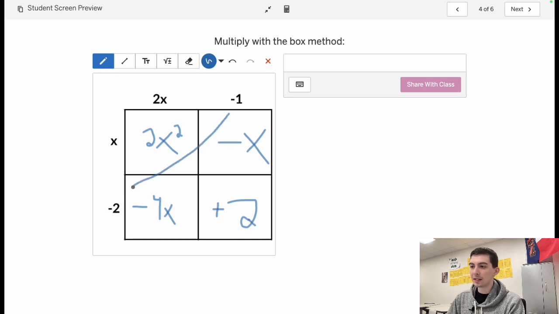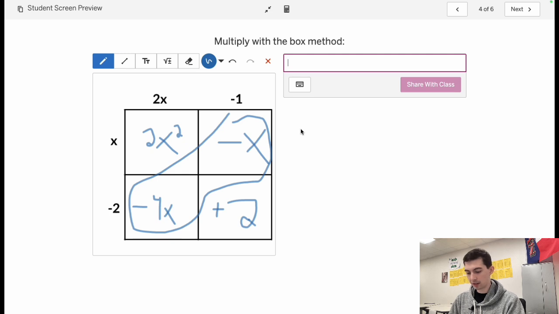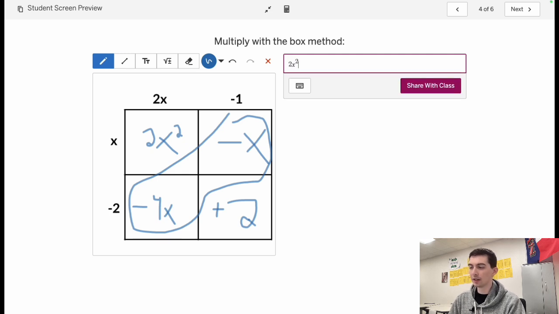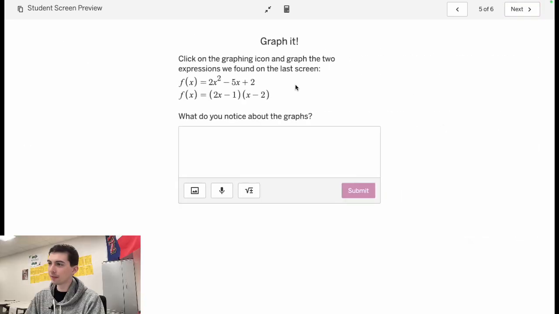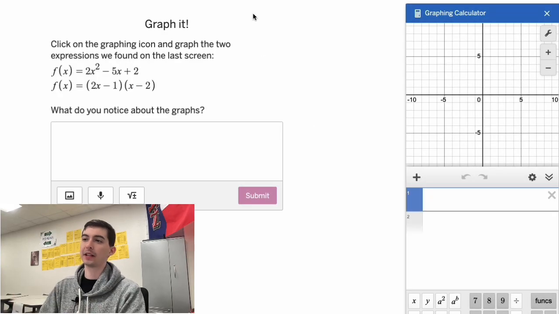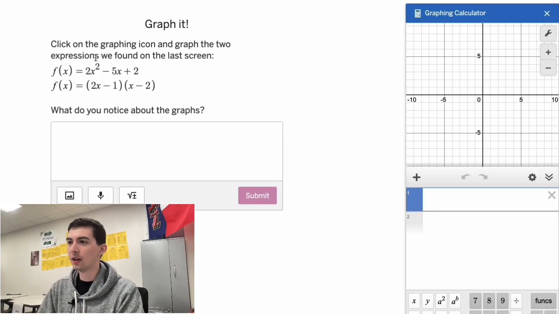Then I can combine these like terms. So my answer would be 2x squared, negative 4x minus x gives me that negative 5x, plus 2. And that's the exact same expression that we had when we originally had the algebra tiles. So we've taken this original one where we had all the boxes and broken it down into two smaller expressions. If I open up my graphing calculator here, I can graph these two functions.